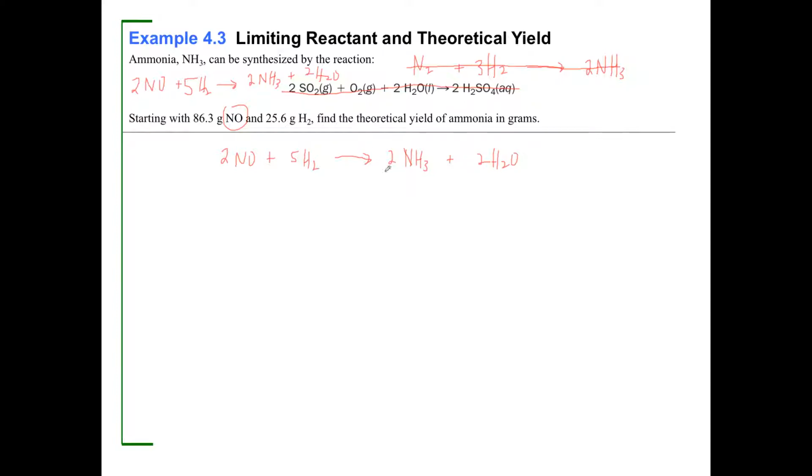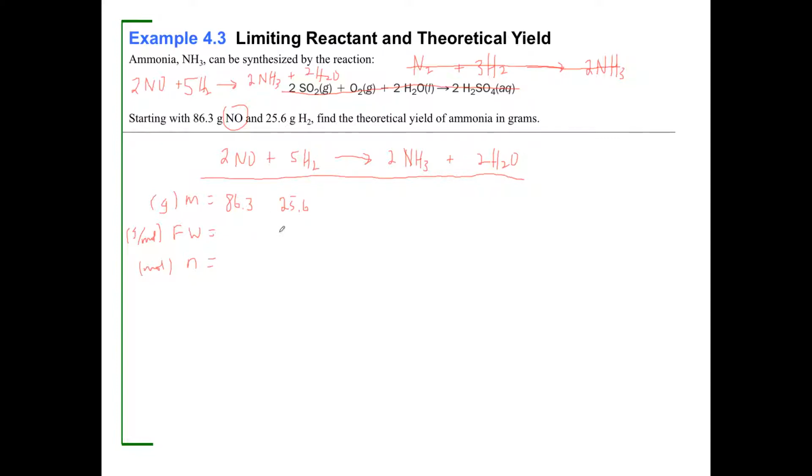Pardon the background noise. I'm working in sort of a common work area, and I'm afraid I can't do anything about it. So, all right. So starting with 86.3 grams of nitric oxide. So remember now, I'm going to use this as a table. This is grams. 86.3. I always need to use a molar ratio. You've seen me do this before. So I'm going to set those up like that. And 25.6 grams of hydrogen. All right?